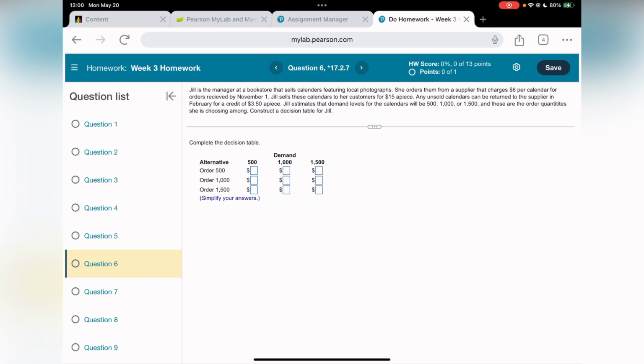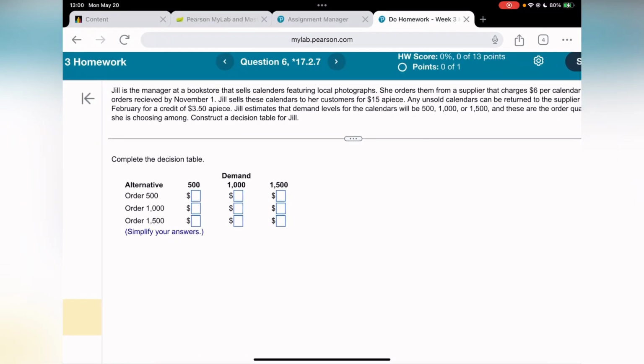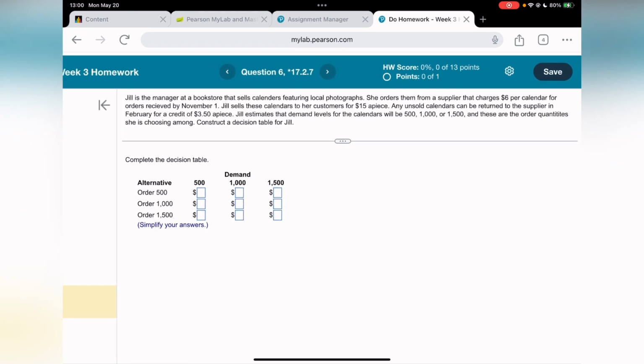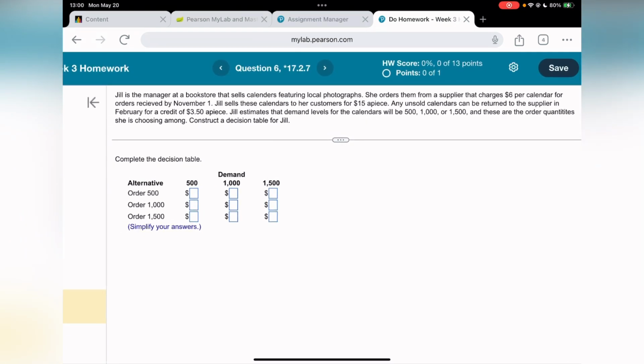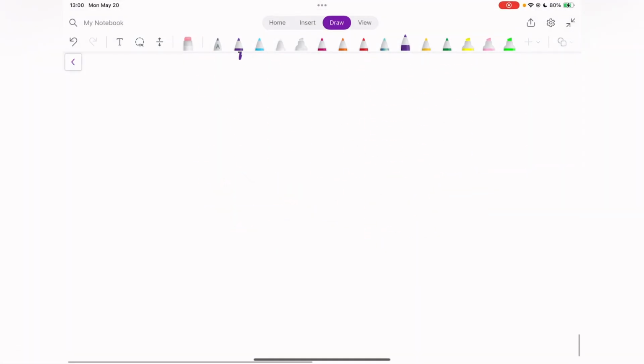To solve question number 6. What do we have here? Jill is the manager at the bookstore that sells calendars featuring local photographs. She orders them from a supplier that charges $6 per calendar for orders received by November 1st. So we know that Jill is paying $6 per calendar.